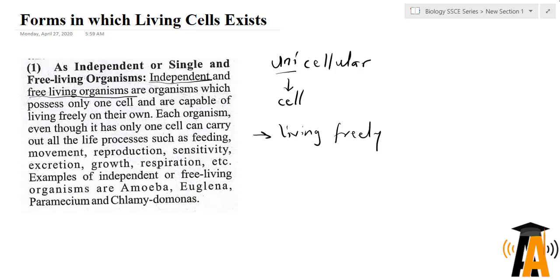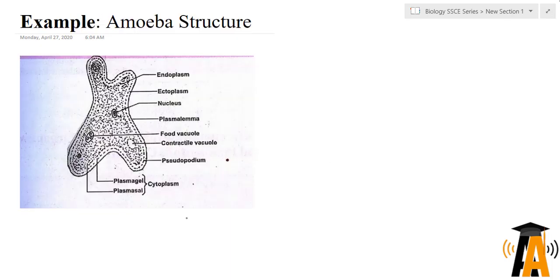Now examples of these independent or free living organisms are amoeba, euglena, paramecium, and chlamydomonas. So these are examples of single and free living organisms. We'll just take an example in the next slide just to explain a little bit of this.